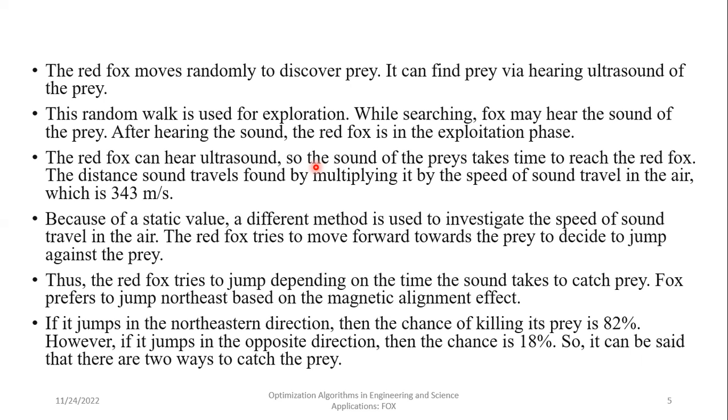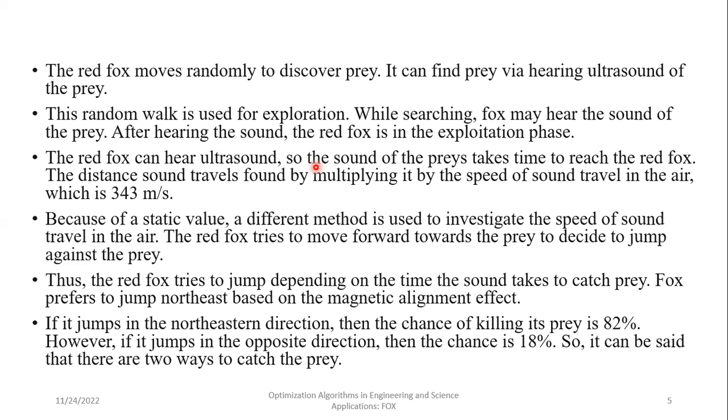The red fox can hear the ultrasound, so the sound of the prey takes time to reach the red fox. The distance the sound travels is found by multiplying the time by the speed of sound travel in the air, which is approximately 343 meters per second. Usually this value is static. Therefore, we could use a different method to find the speed of sound travel in the air.